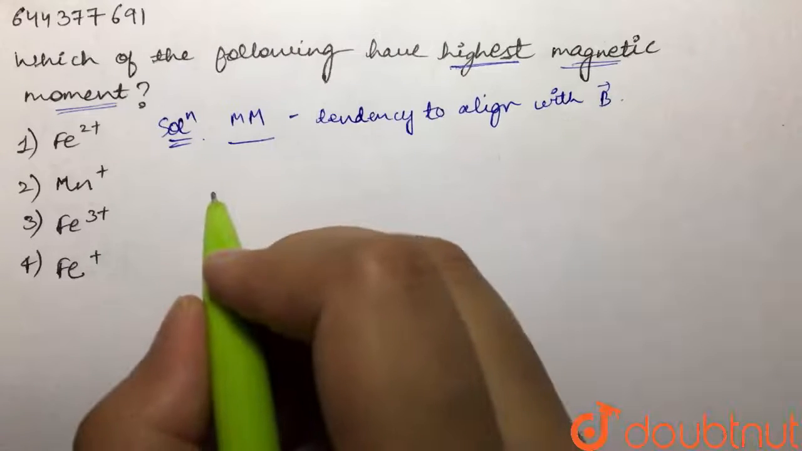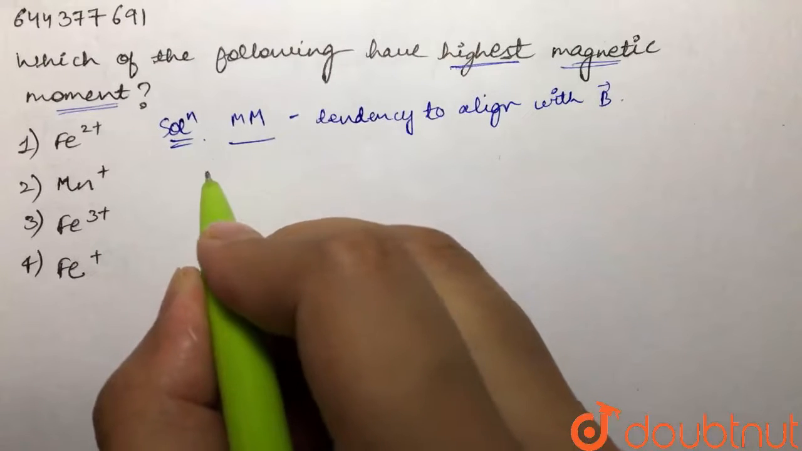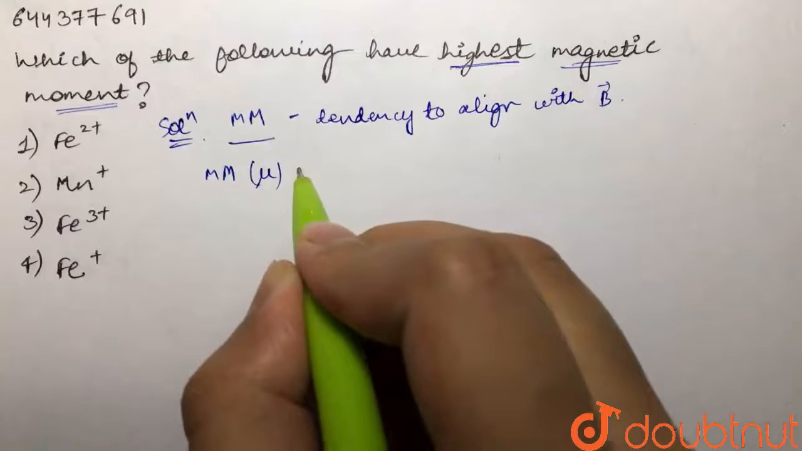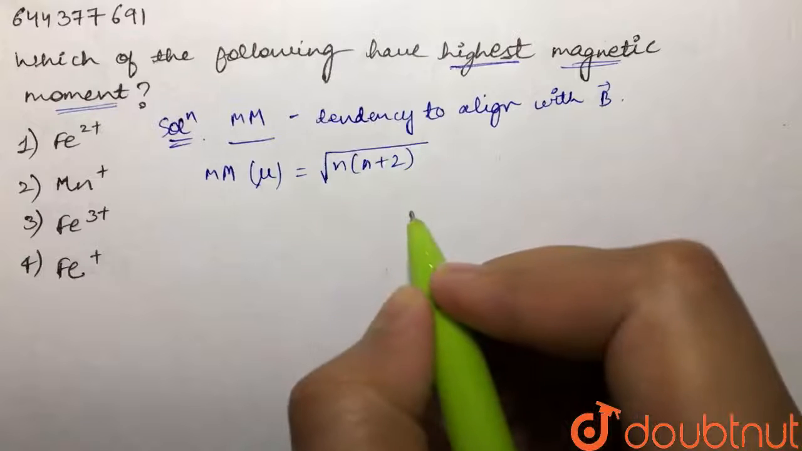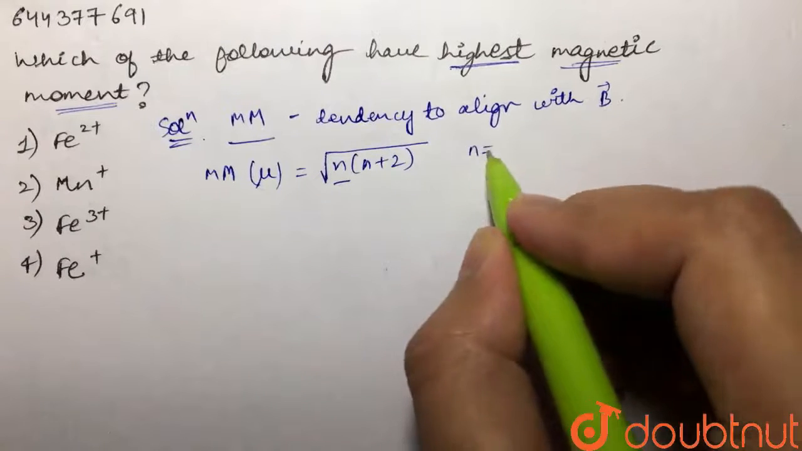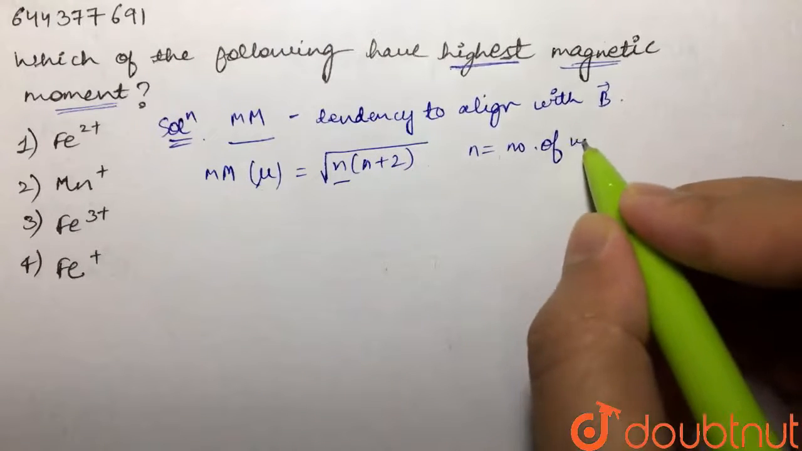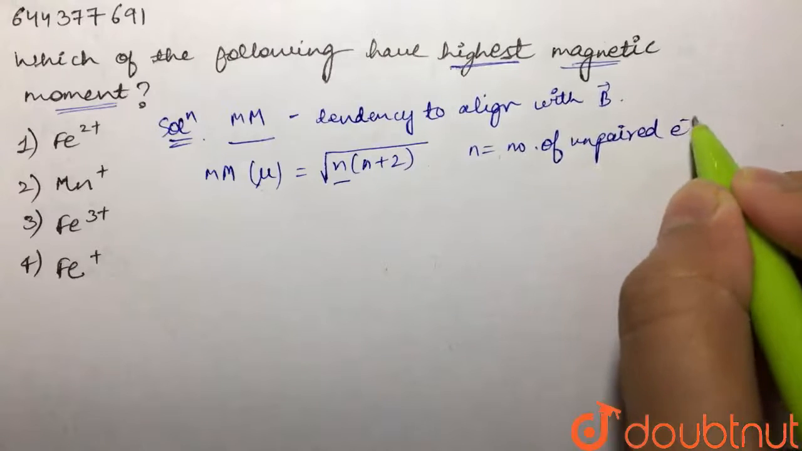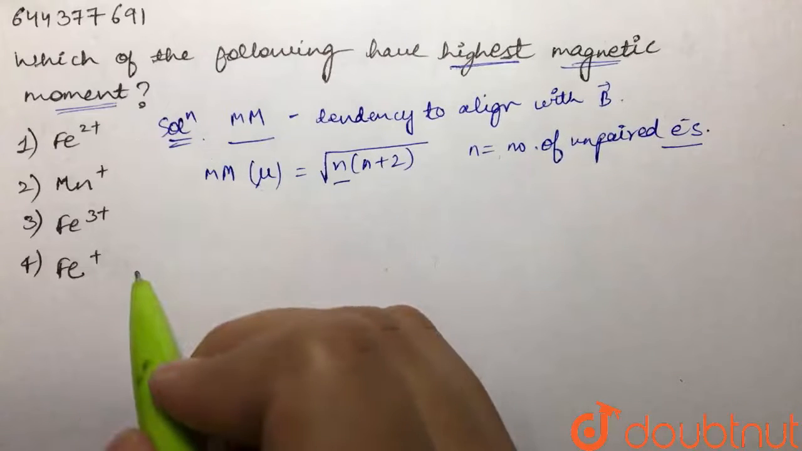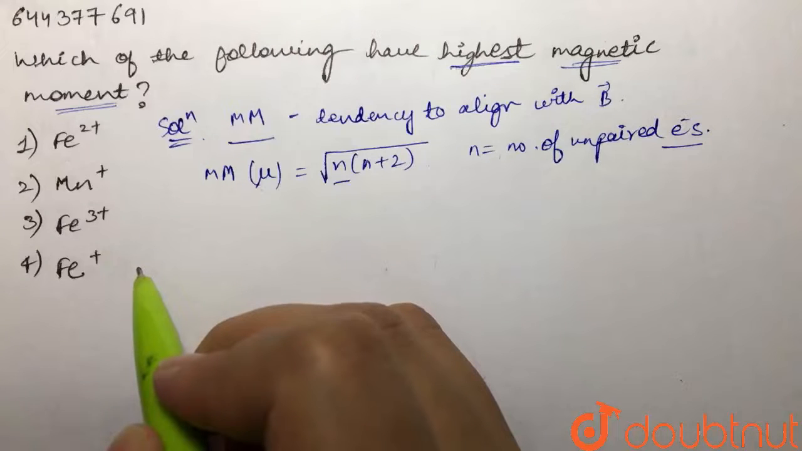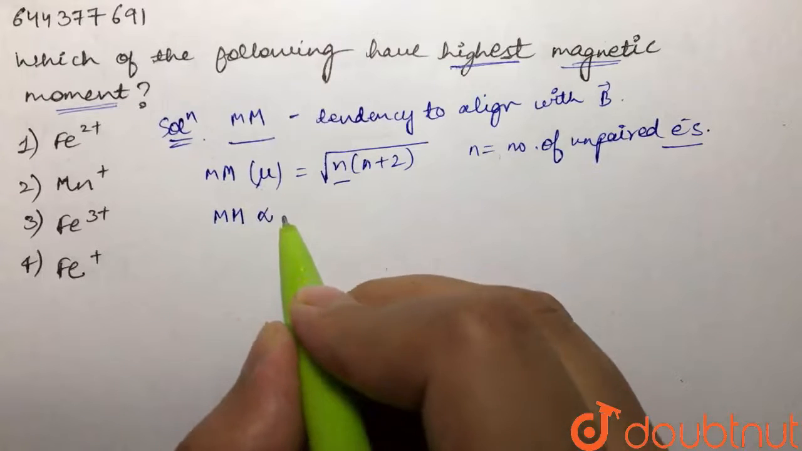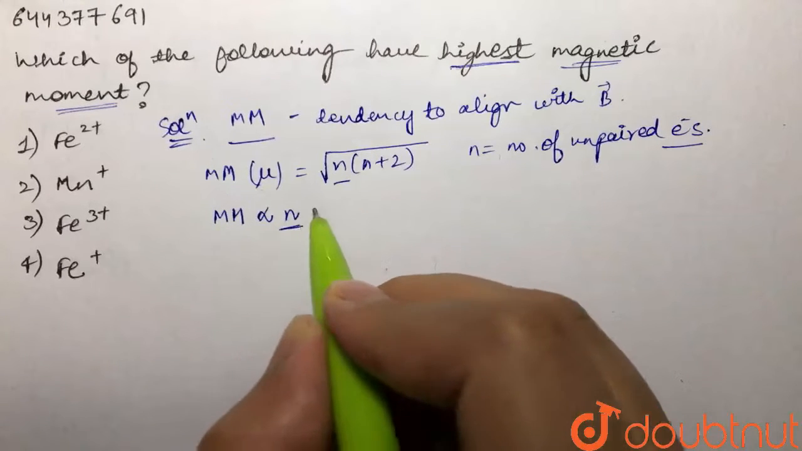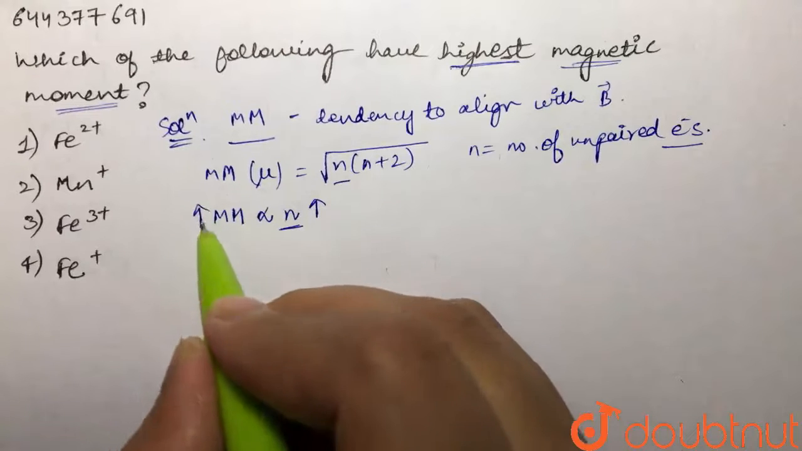Now the formula that we use to calculate magnetic moment in ions: mu, the magnetic moment, is equal to under root n into n plus 2, where n is the number of unpaired electrons. So one by one we would take these ions and find out how many unpaired electrons are present in them. Accordingly, we would see which has the highest magnetic moment. So we can say that the magnetic moment value is directly proportional to n, that is the number of unpaired electrons. The more the number of unpaired electrons, the greater would be the magnetic moment.